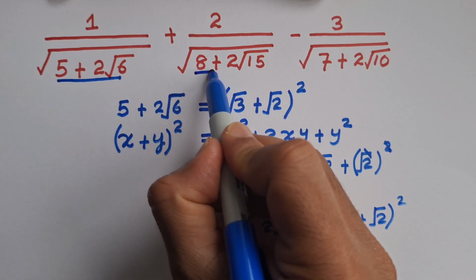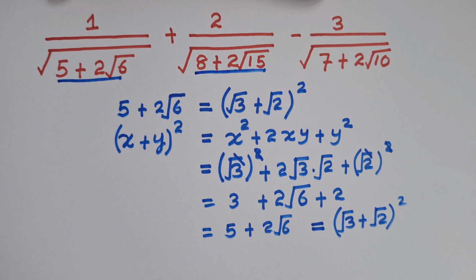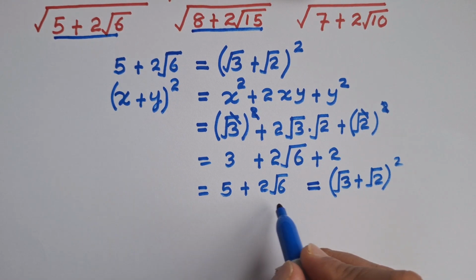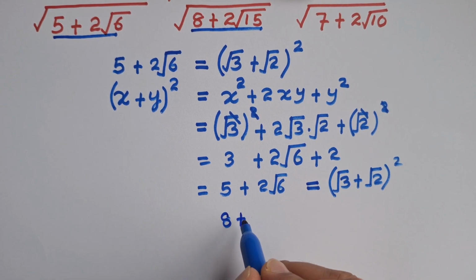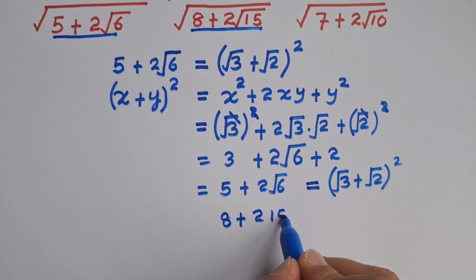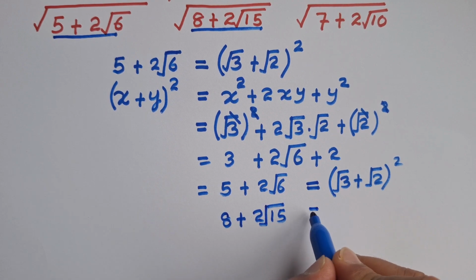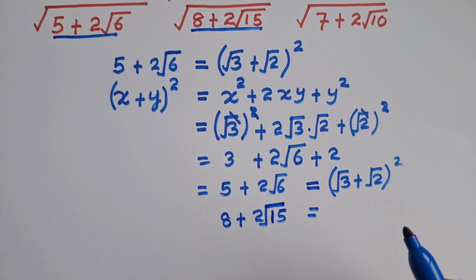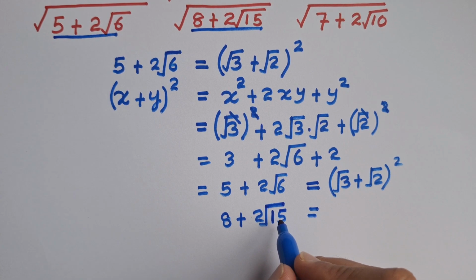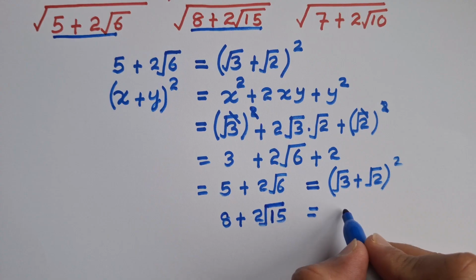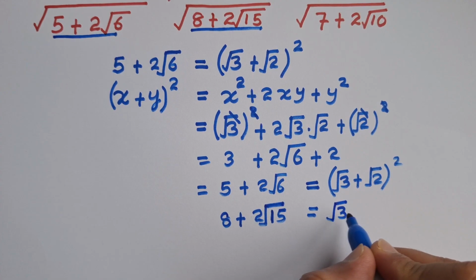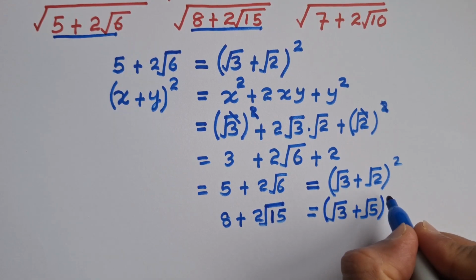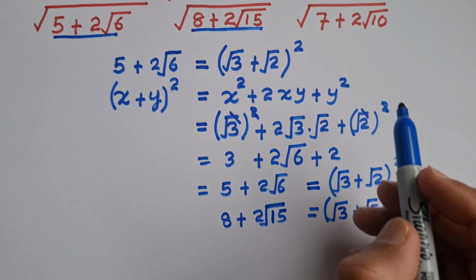Similarly, if you think about these terms inside the square root, it is 8 plus 2 times square root of 15. This one also can be written as, if you think about the number inside here in the square root, it is 15. 15 is equal to 3 times 5. So this is equal to square root of 3 plus square root of 5 whole to the power 2.